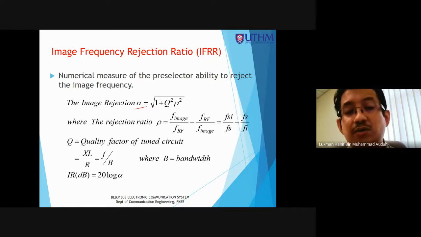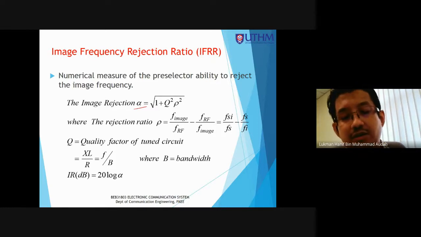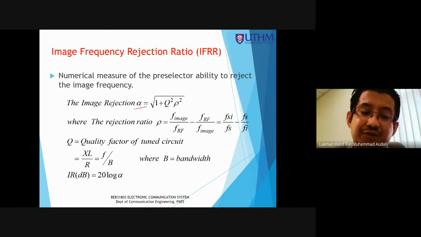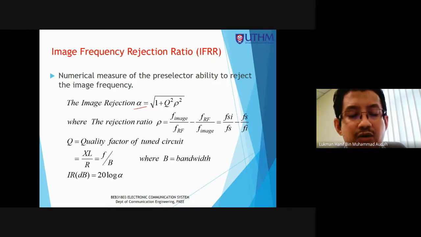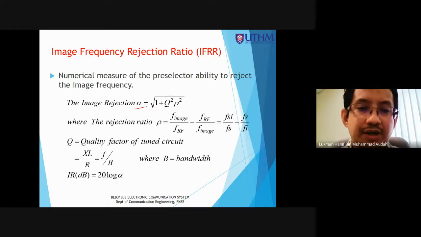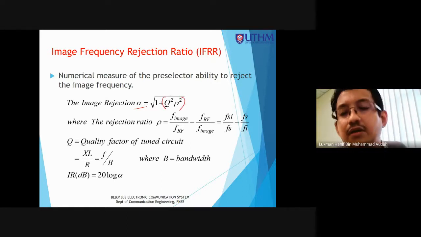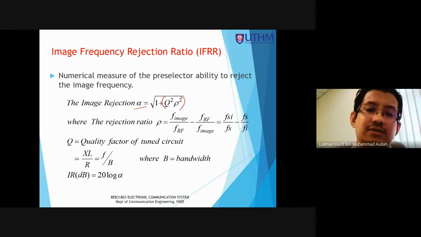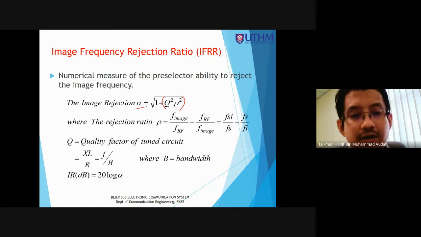Q is a quality factor of the tune circuit. Rho here is the rejection ratio. Okay, so I would suggest you to make a bracket like this. Okay, common mistake by many students. I don't know why they wrongly calculate these parameters.